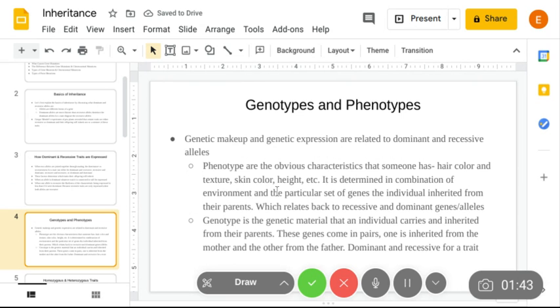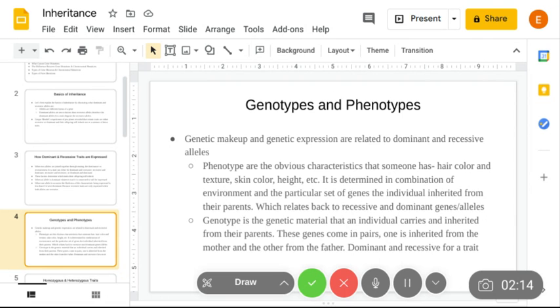Genetic makeup and genetic expression are related to dominant and recessive alleles. Phenotype is the obvious characteristics that someone has, like hair color and texture, skin color, height, etc. It is determined by a combination of environment and the particular set of genes the individual inherited from the parents, which relates back to recessive and dominant genes.